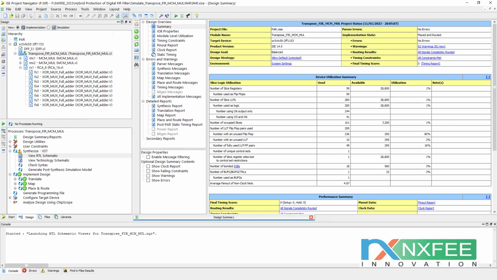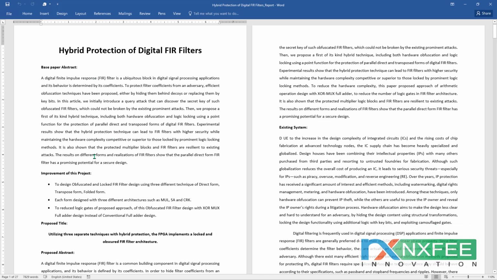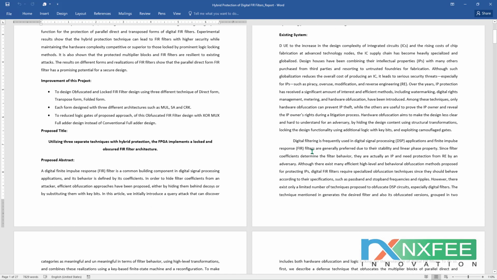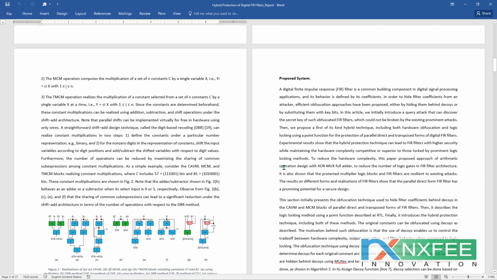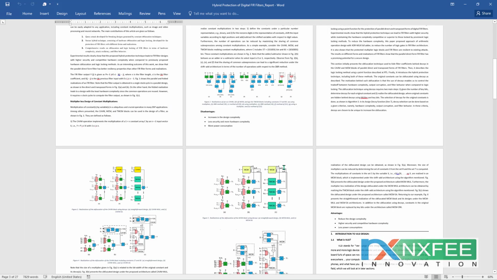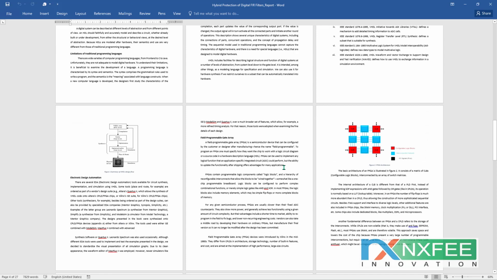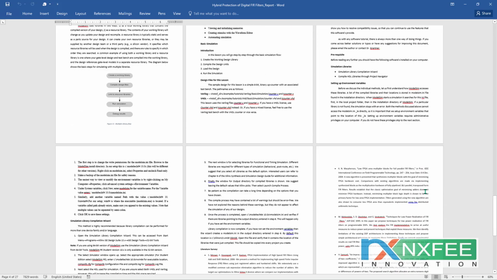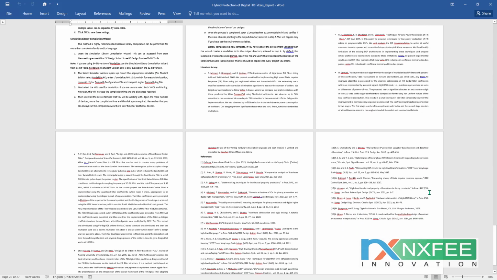We have also written an abstract document for this project. Here is the base paper abstract, improvement of the project, proposed title, proposed abstract, existing system, disadvantages, proposed system, advantages, and related notes. Finally comes the literature survey and references. Okay, thank you.